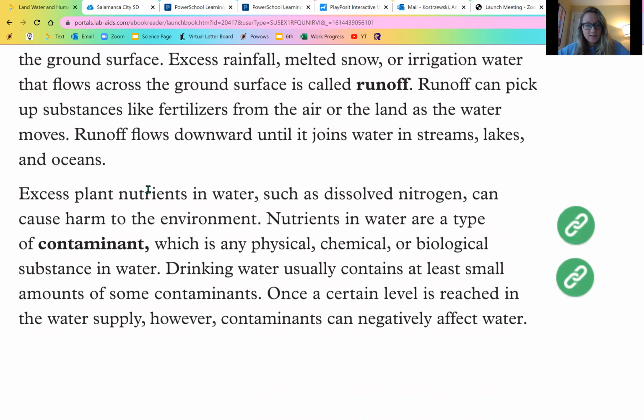Excess plant nutrients in water can cause harm to the environment. Nutrients in water are a type of contaminant, which is any physical, chemical, or biological substance in water. Drinking water usually contains at least small amounts of some contaminants. Once a certain level is reached in the water supply, however, contaminants can negatively affect water.